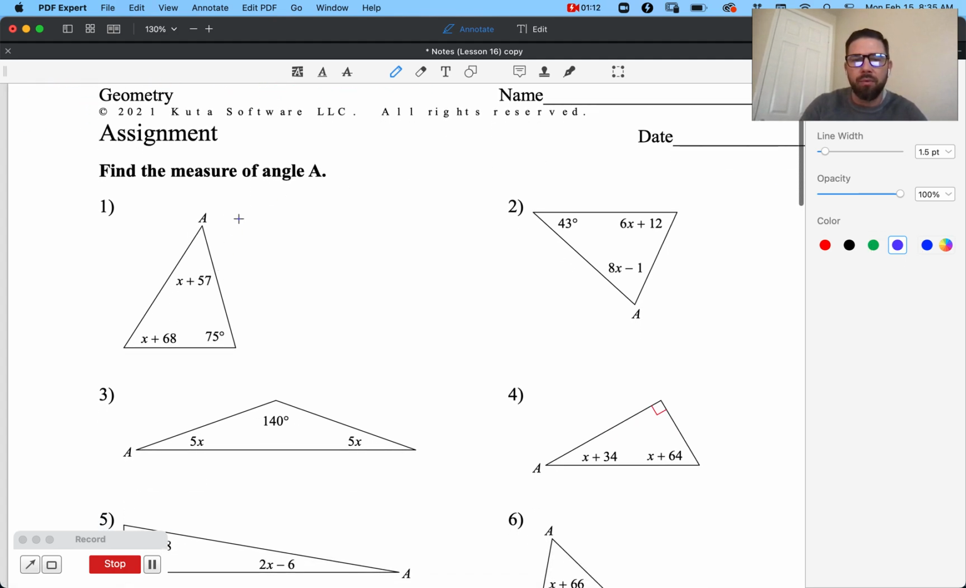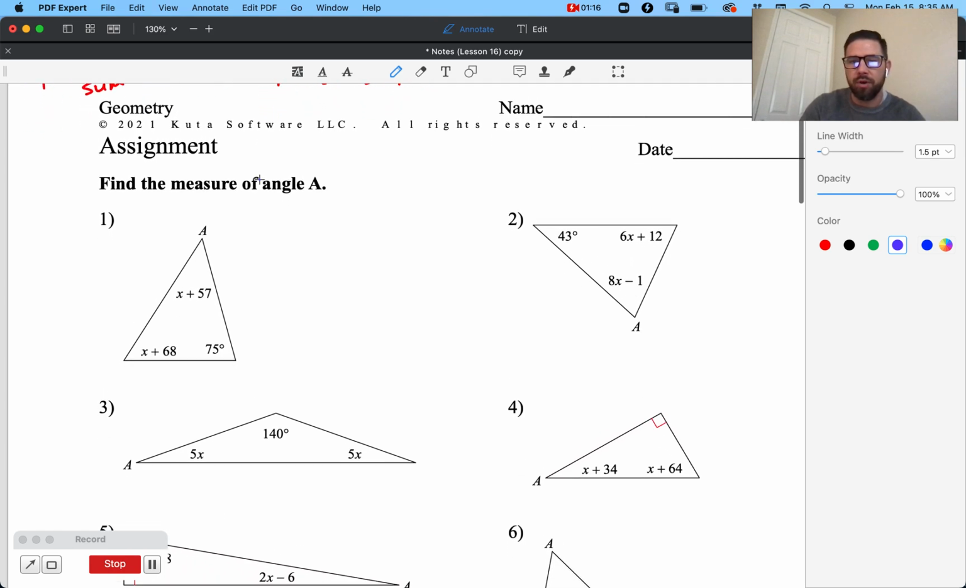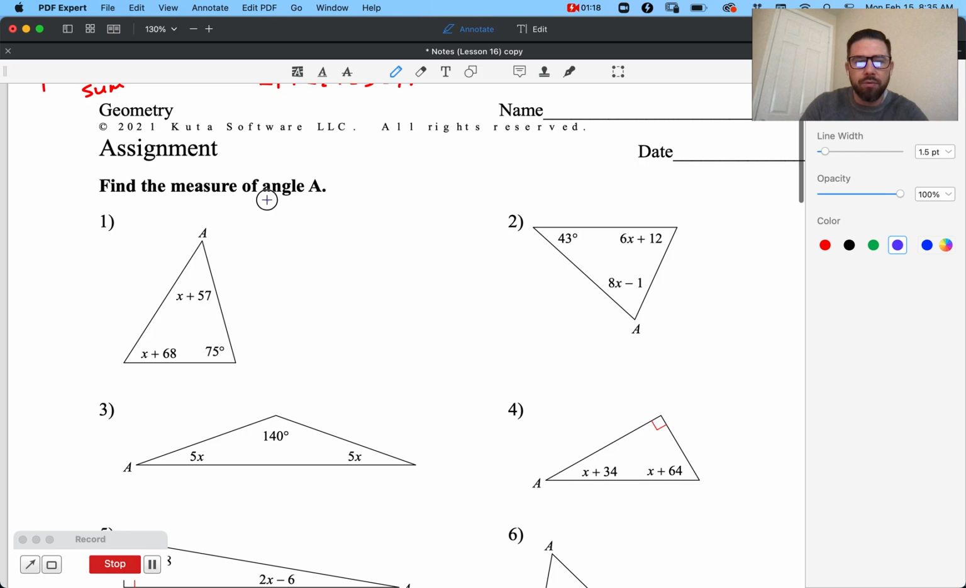We're taking one step forward. This is the last time we're going to use the triangle sum theorem for a lesson. They're looking for angle A. They want us to tell them how many degrees this angle right here is. In order to do that, we just use our triangle sum theorem. We add up all our angles and set them equal to 180. So let's go ahead and do that.